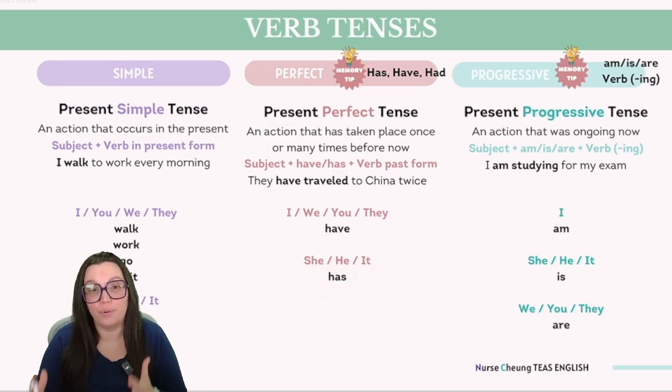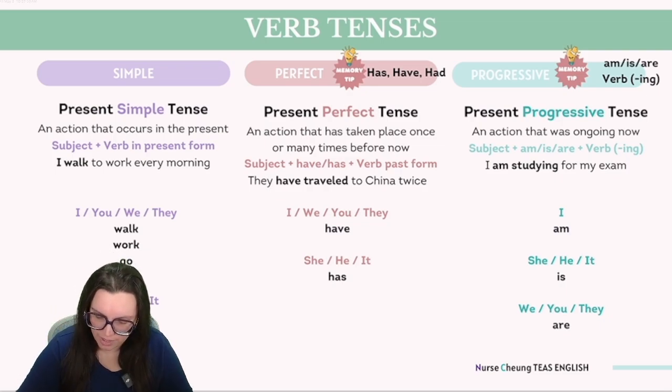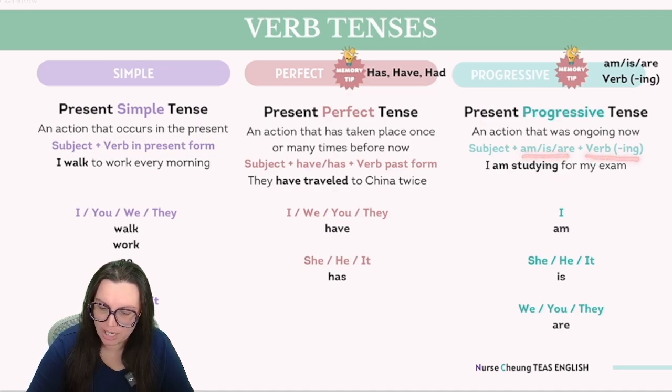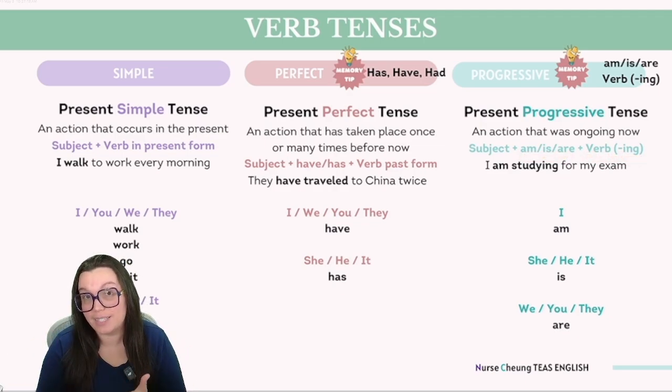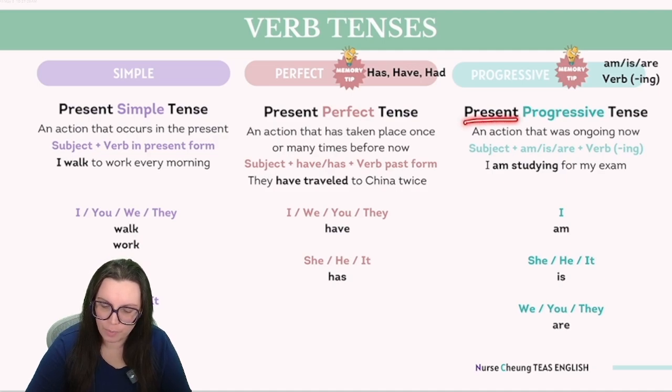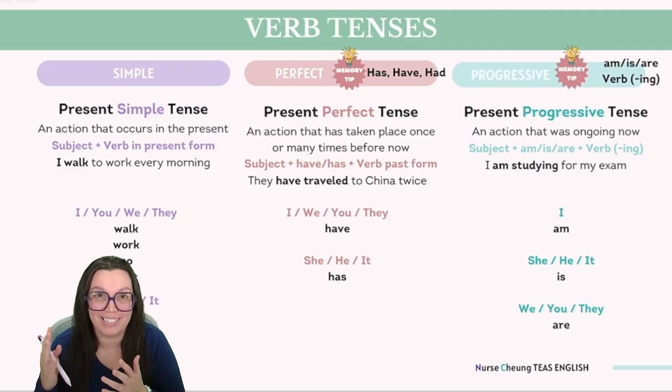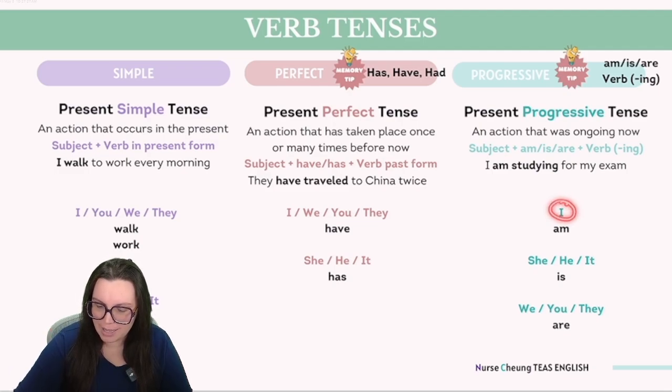And then lastly, we have present progressive tense. This tense is used to describe the action that is currently ongoing. The structure includes the subject plus am, is, or are, and the verb ending in ing. So like we saw before, we have a different set of words that we're going to have to remember. So for present progressive tense, am, is, and are going to be the most common words that you're going to see. If the subject is I, then we use the word am. If the subject is she, he, or it, we're going to use the word is. And if the subject is we, you, and they, we're going to use the word are.